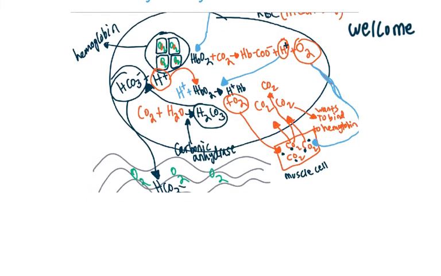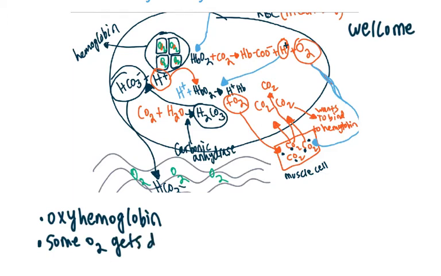Since it's not that clear, the main way that our blood carries oxygen is through oxyhemoglobin, all right? So that's the main way. And we said the other way is that we get some dissolved oxygen in the plasma. And remember, we're coming from the lungs here, so some oxygen gets dissolved into the plasma.